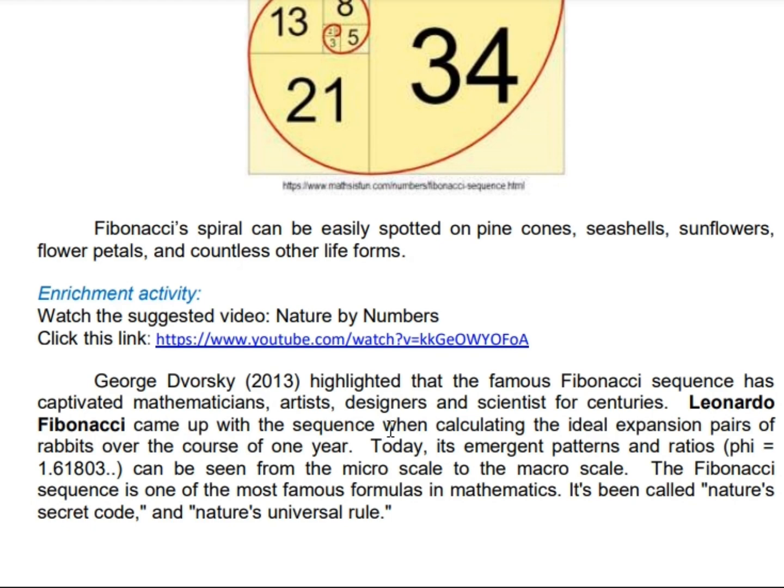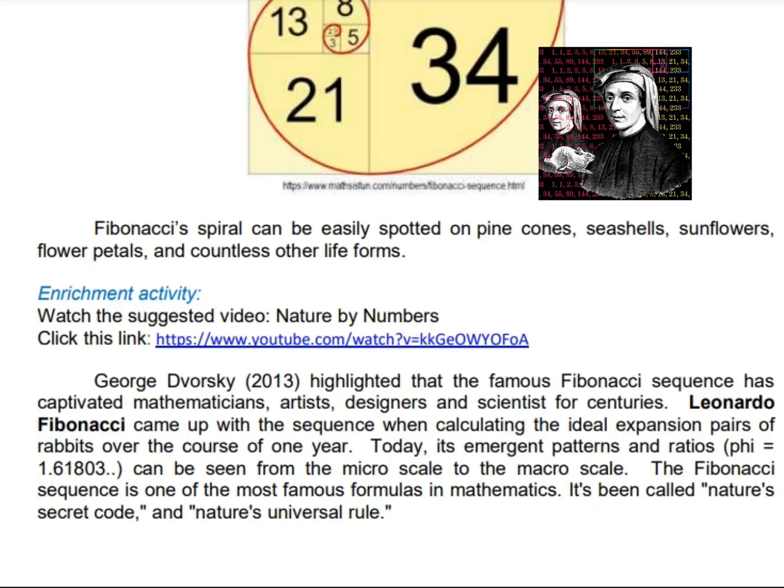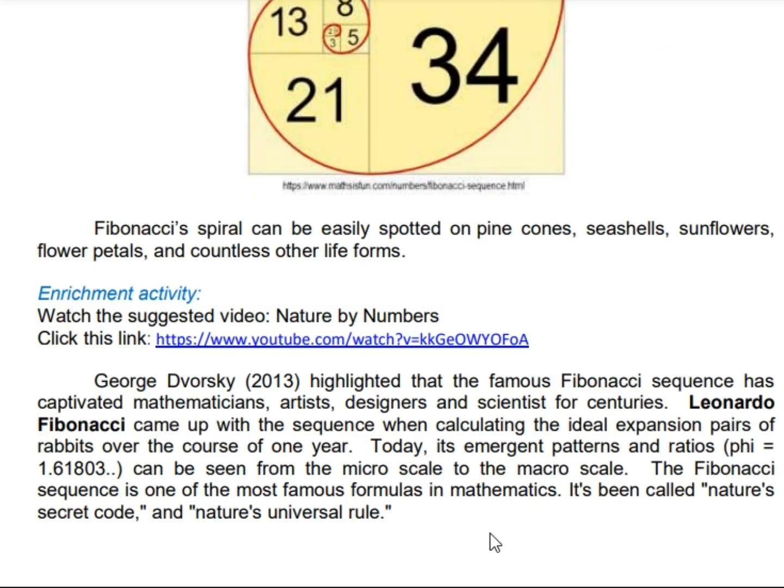George Zavorsky highlighted that the famous Fibonacci sequence has captivated mathematicians, artists, designers, and scientists for centuries. The person who discovered the Fibonacci sequence is Leonardo Fibonacci. Leonardo Fibonacci came up with the sequence when calculating the ideal expansion of pairs of rabbits over the course of 1 year. Today, its emergent patterns and ratio, called phi, is 1.61803 up to infinity, and can be seen from the microscale to the macroscale.